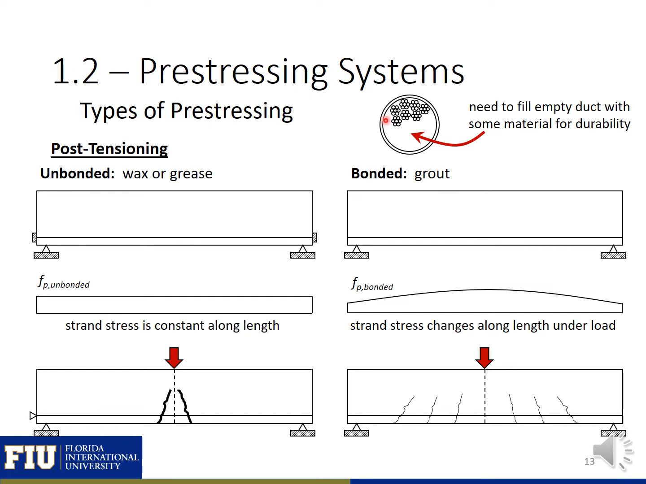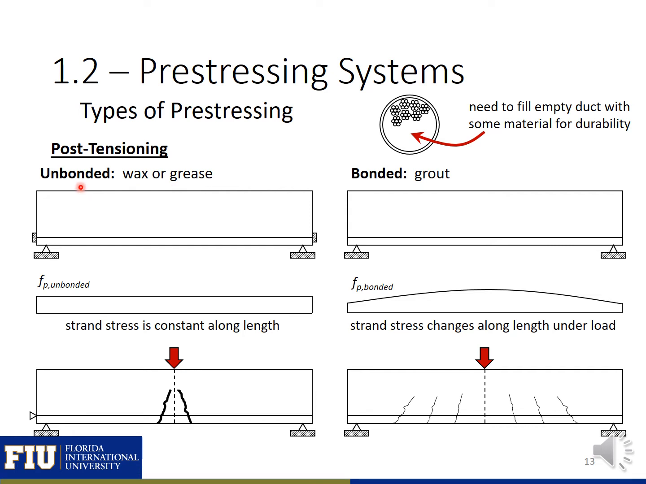So as mentioned, when you're done tensioning the strands in a post-tension structure, you still have some space within the duct that's free. And that space needs to be filled with either wax or grease or cementitious grout. The type of material that you use to fill this space will affect the behavior of the structure. So if you use a material like wax or grease that doesn't bond with the strand in the duct, you'll get what's called unbonded behavior.